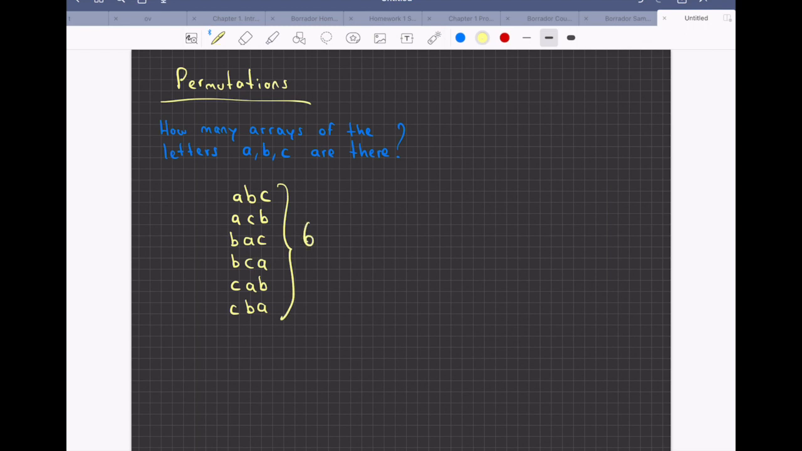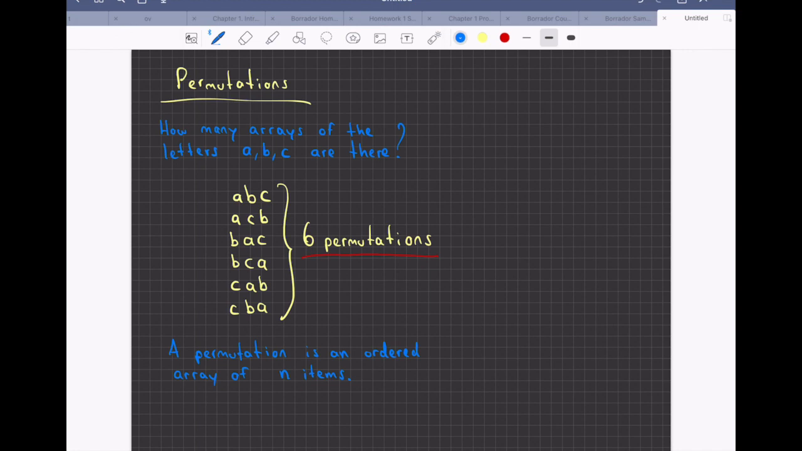Well, these arrays of these three letters, they have a name. They are called permutations. 6 permutations. Now the definition: a permutation is an ordered array of n items.